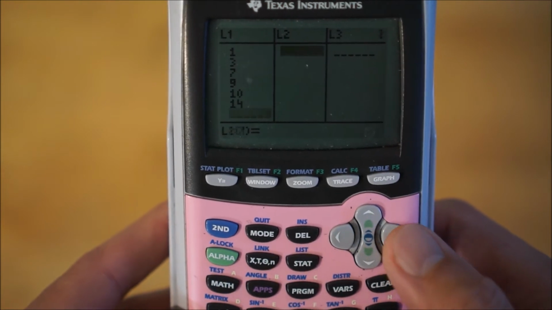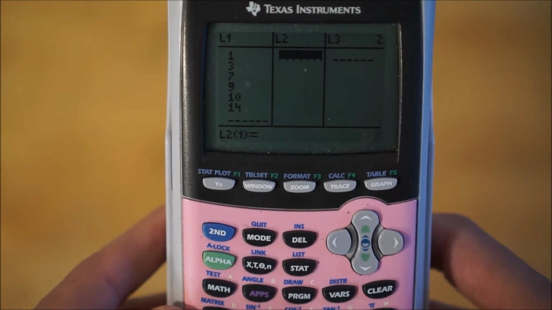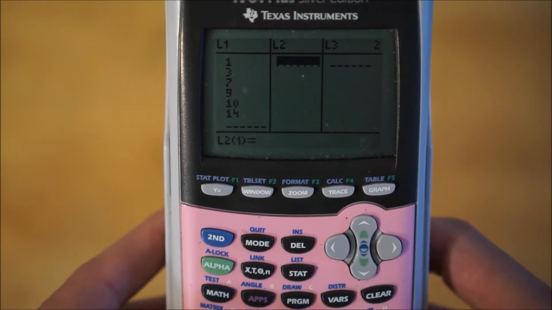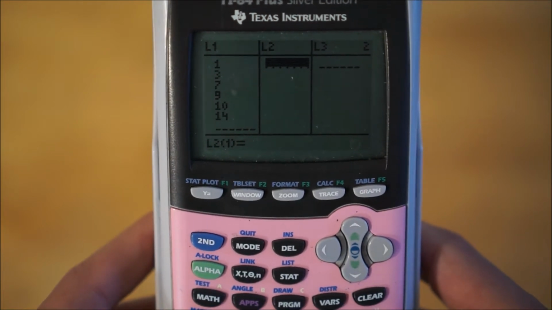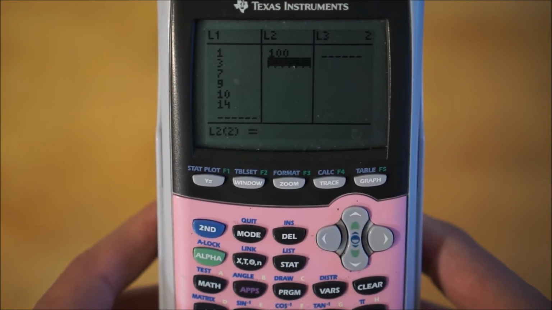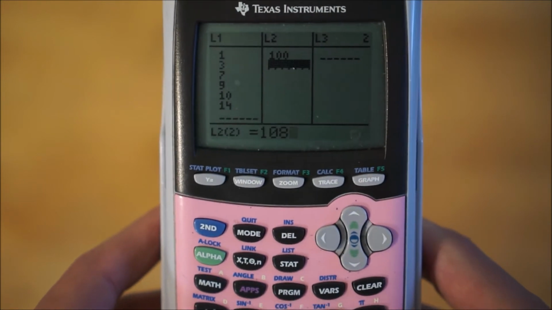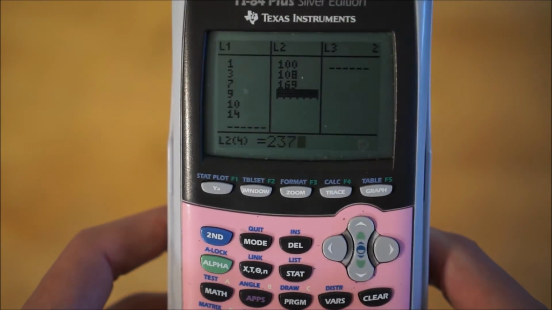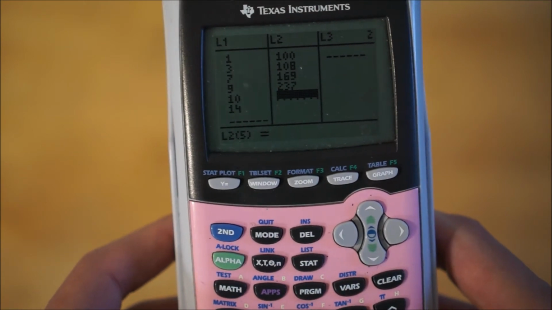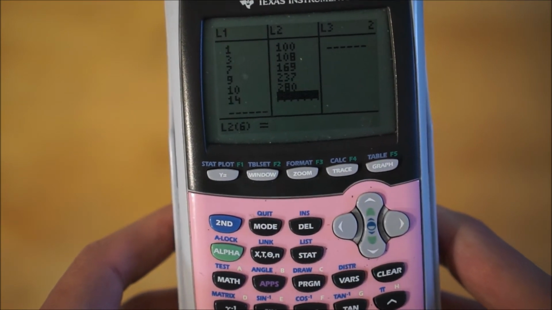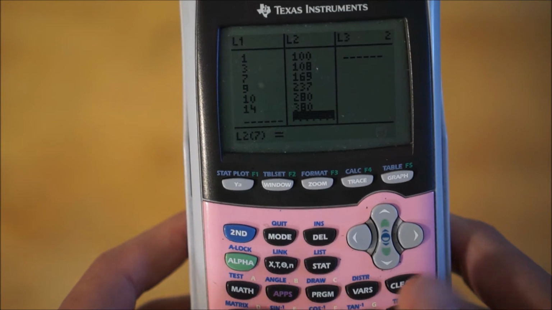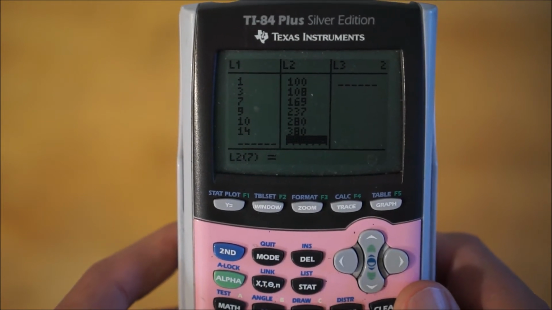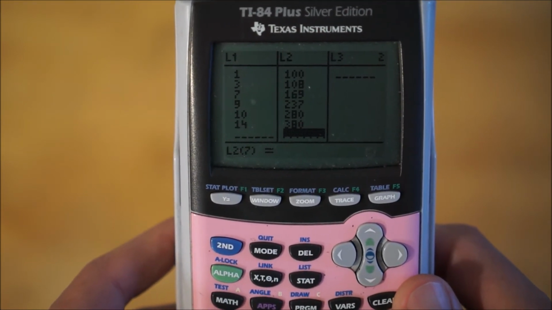Now to the right, again, these are the number of restaurants, these are our Y values, and these are in the thousands, so just keep that in mind. So we have 100, and again, I'm just pulling this right off the table. 108, 169, 237, 280, and 380.